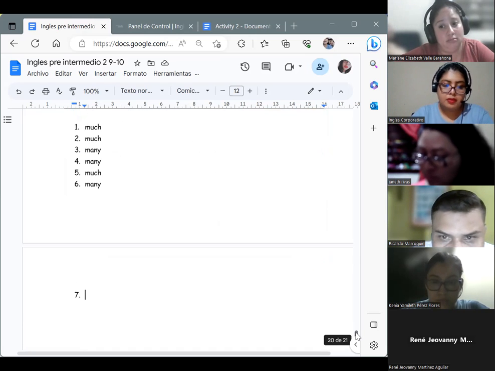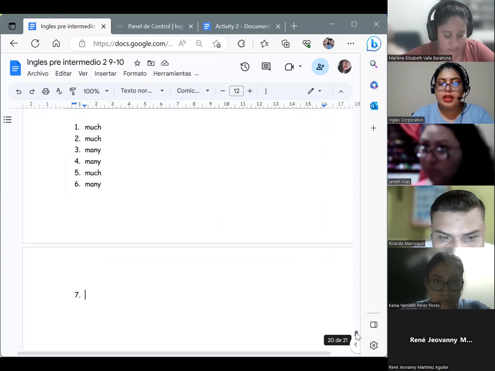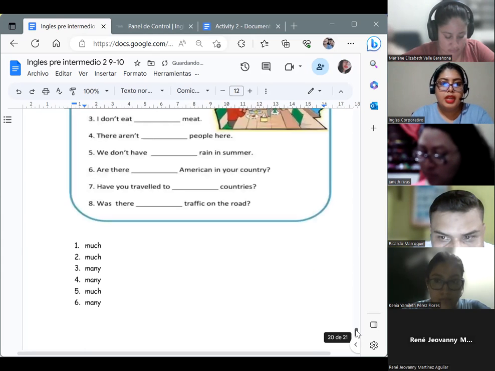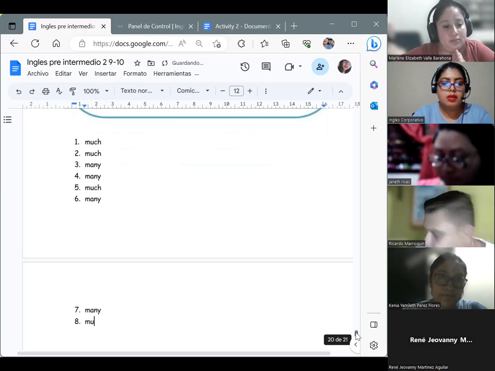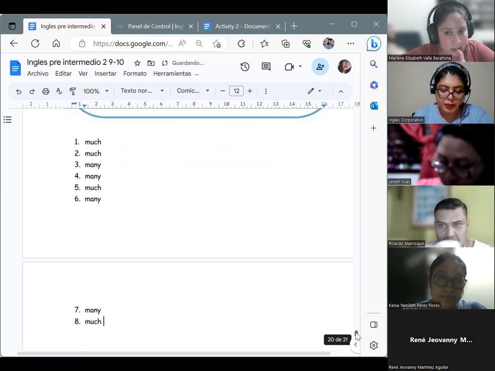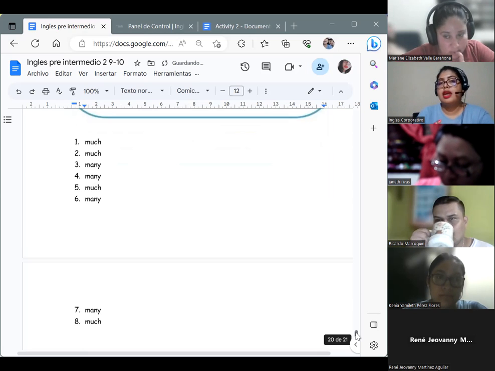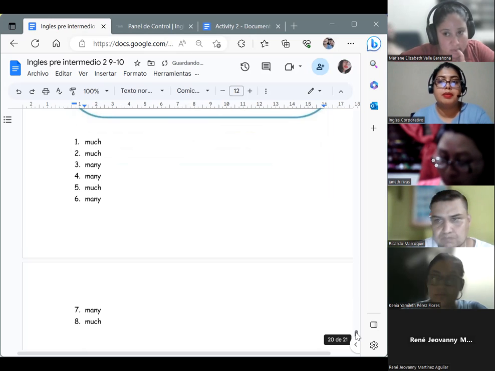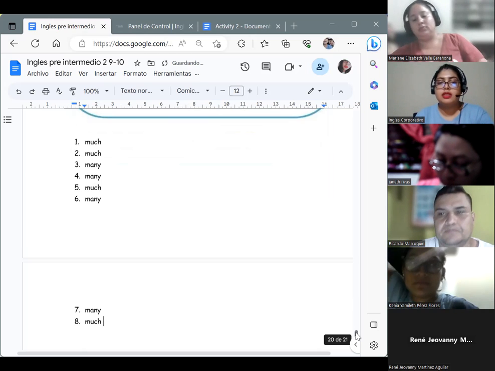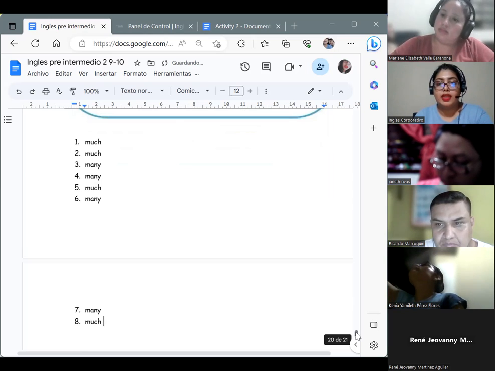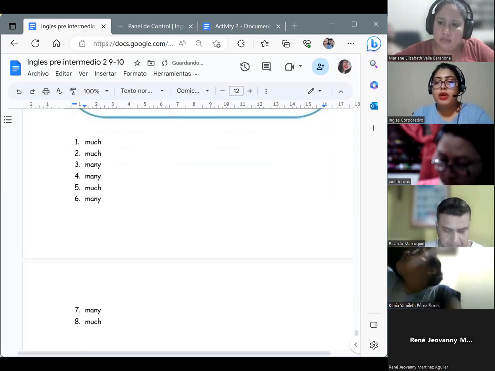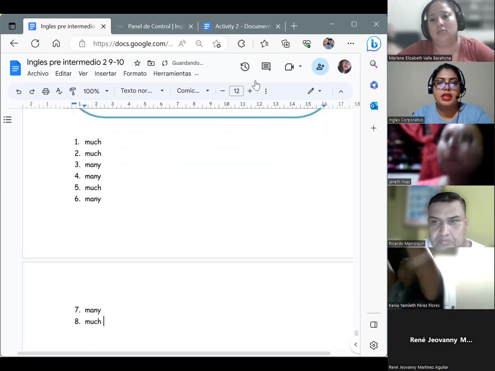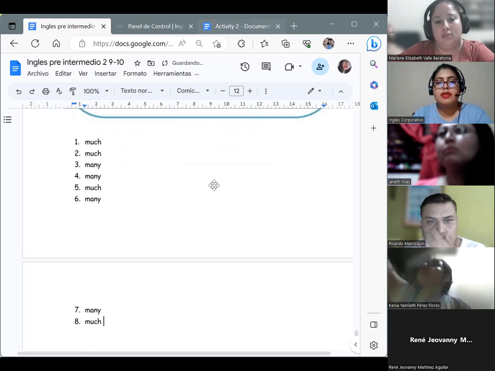Have you traveled to many or much countries? Many. Many. And the last one, number eight. Was there much or many traffic on the road? Much traffic. Very good. Excellent. So this is the last exercise that we have for the topic much or many, or in this case related to the quantifiers.